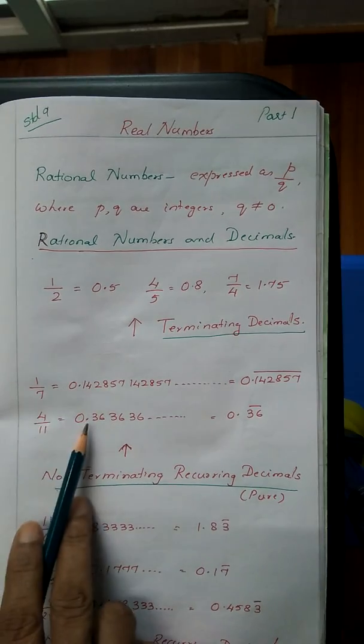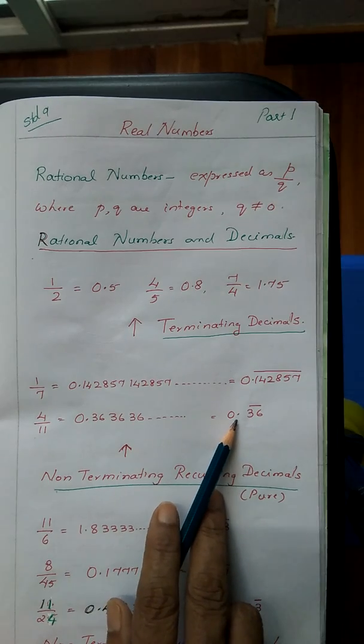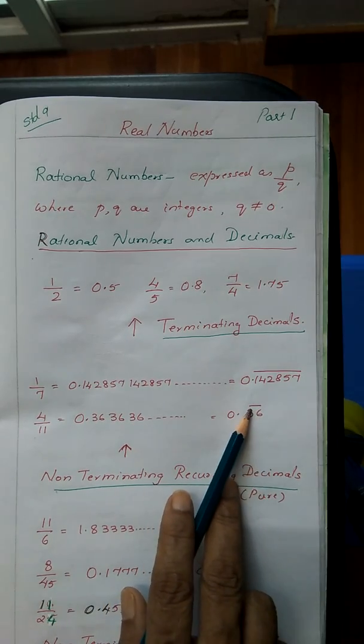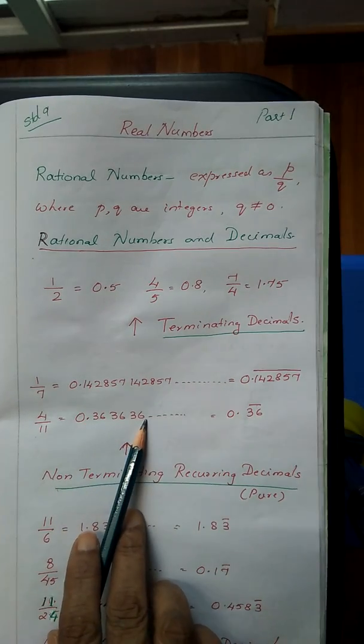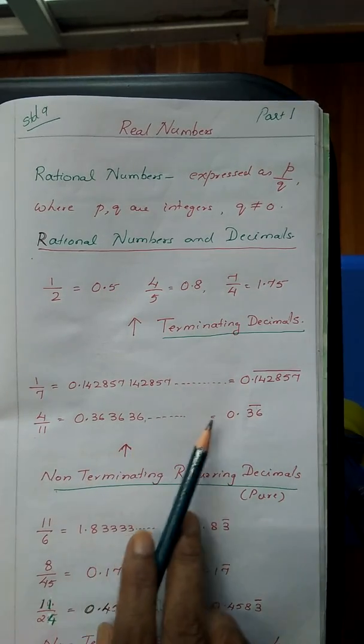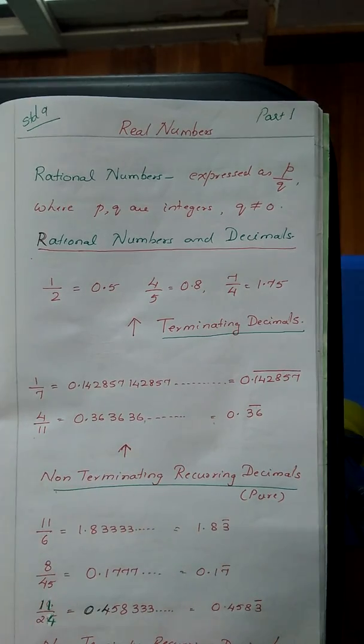Similarly, 4 by 11, the digits 36 get repeated. So you write this as 0.36 and you put a bar. So these are not terminating decimals, they are recurring decimals, non-terminating recurring decimals.